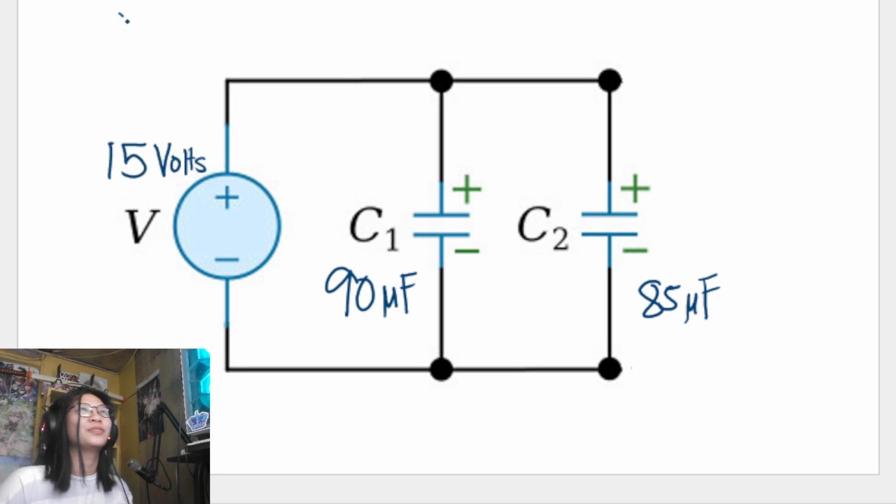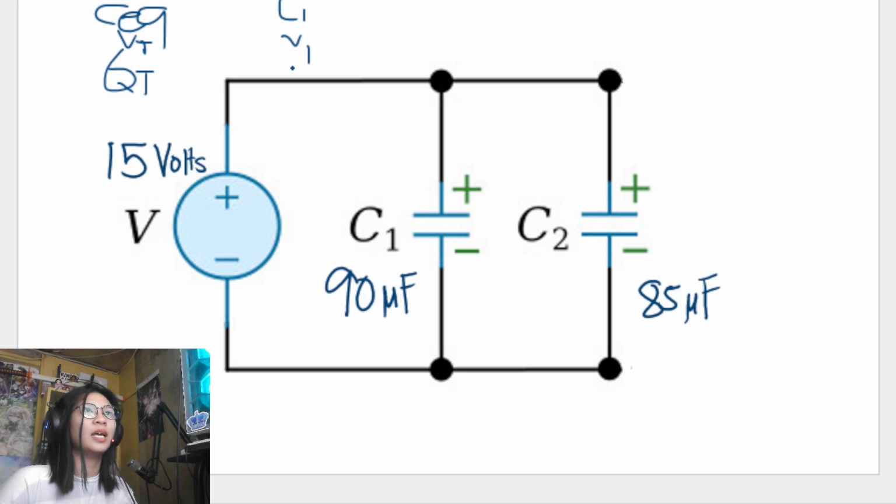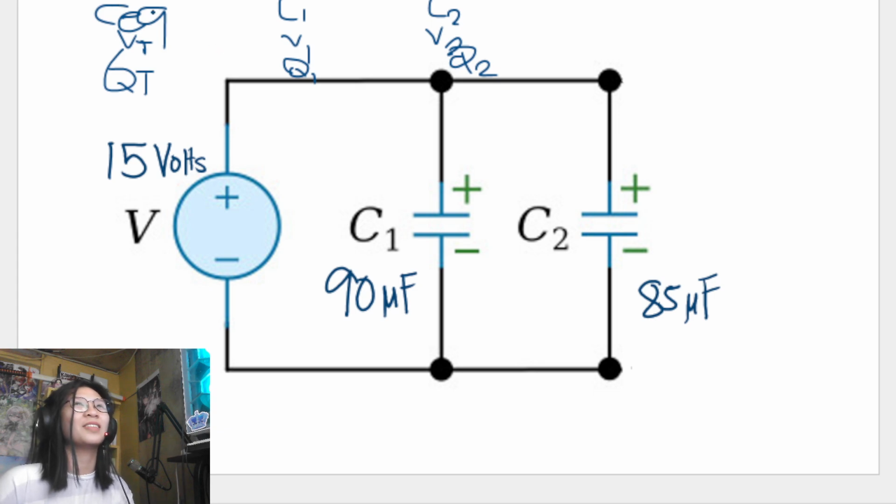First, we have the VT. Then we have the CQ. We have the VT, and we have the QT. Then we have two capacitors, so that will be C1, V1, and Q1 only. Then we have C2, V2, and Q2. Okay, so this is my checklist of what is needed.